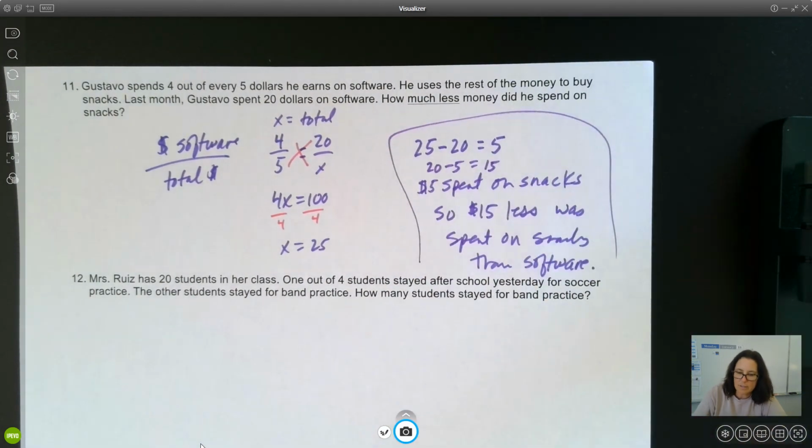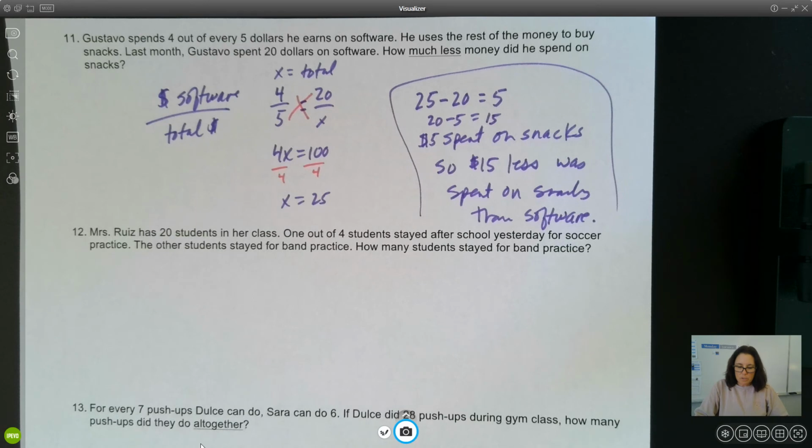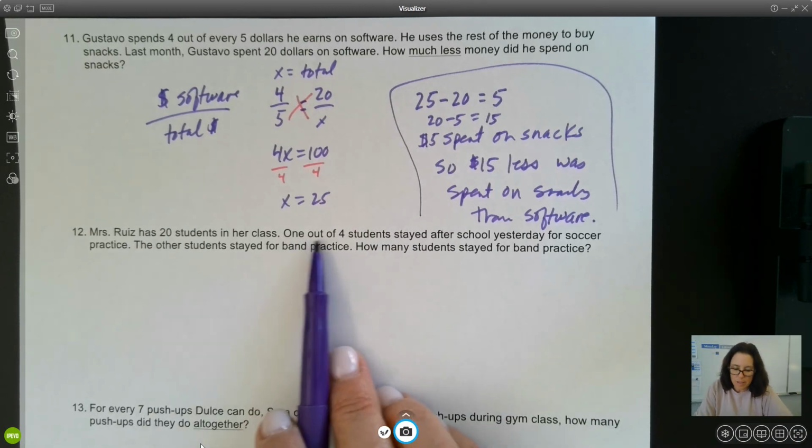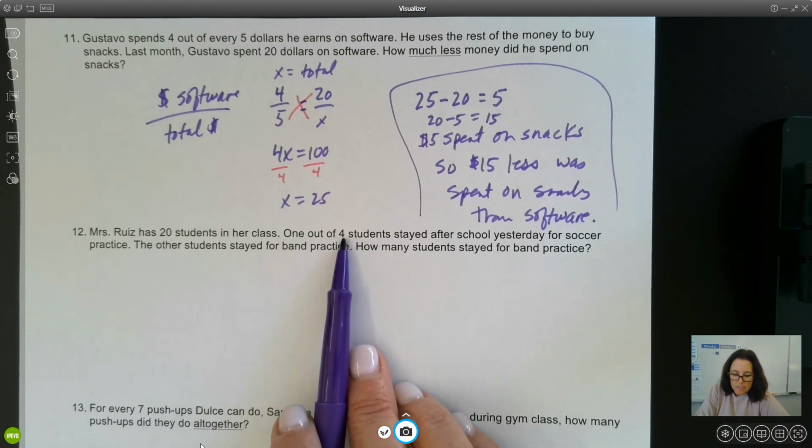Okay, that's our answer. Mrs. Ruiz has 20 students in her class. 1 out of 4 students stayed after school yesterday for soccer practice. The other students stayed for band. How many students stayed for band? Okay, so it's very important to understand this ratio right here. 1 stayed for soccer out of 4 kids. That means 3 students stayed for band.